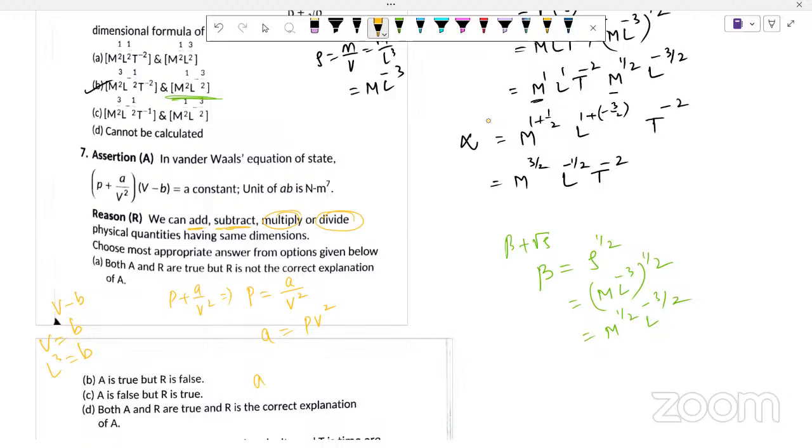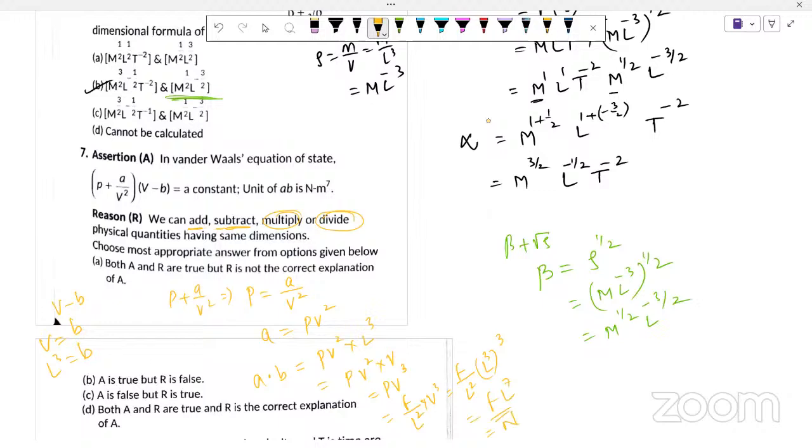L cube, so we have to do a into b. The value of a is p into v square, and what is the value of b? L cube. So this is pressure, p into v square, and L cube is nothing but v. So this becomes p into v cube. Pressure means what? Force by area. The dimension of area will be L square, into v cube. You know v cube, I can write in terms of L, right? Divided by L square into L cube, whole cube. So that will be equal to F into L to the power of 7.